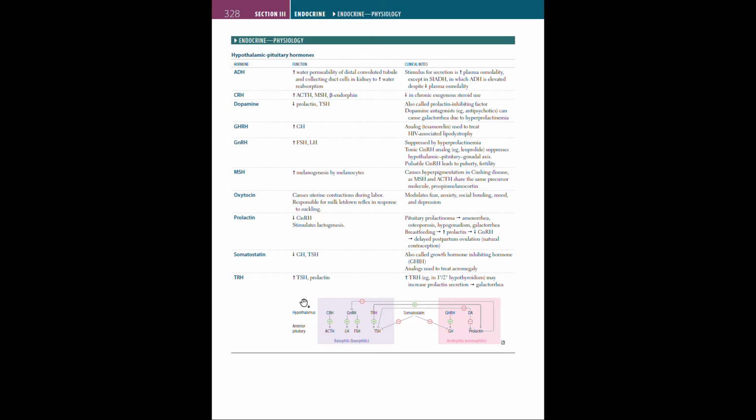TRH is thyroid regulating hormone, causes increase in thyroid stimulating hormone and prolactin. Increase in TRH, for example in primary or secondary hypothyroidism, may increase prolactin secretion leading to galactorrhea. Here you have the detailed picture of how each of them is affecting the others. As we said, GnRH causing LH and FSH, and prolactin is inhibiting GnRH. Here everything is diagrammatic. If you like to see this one, understand this one, or go word by word, you can go.